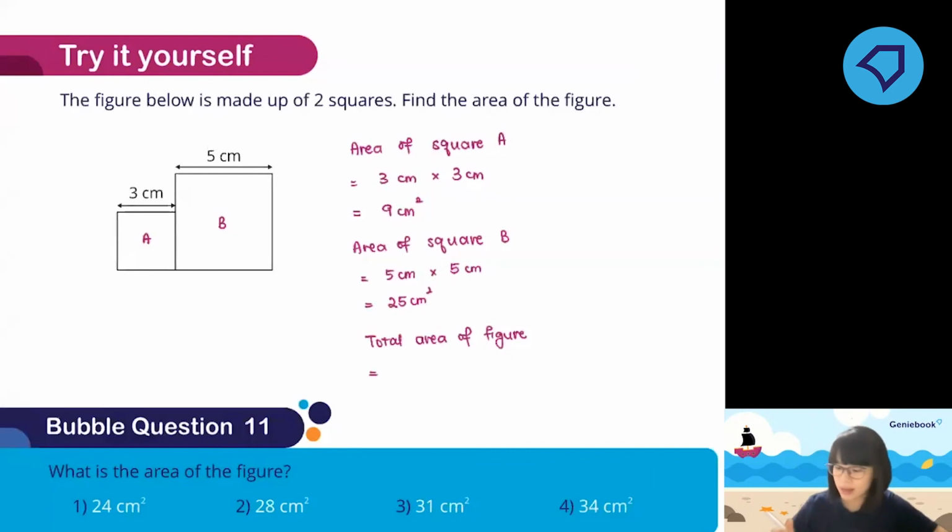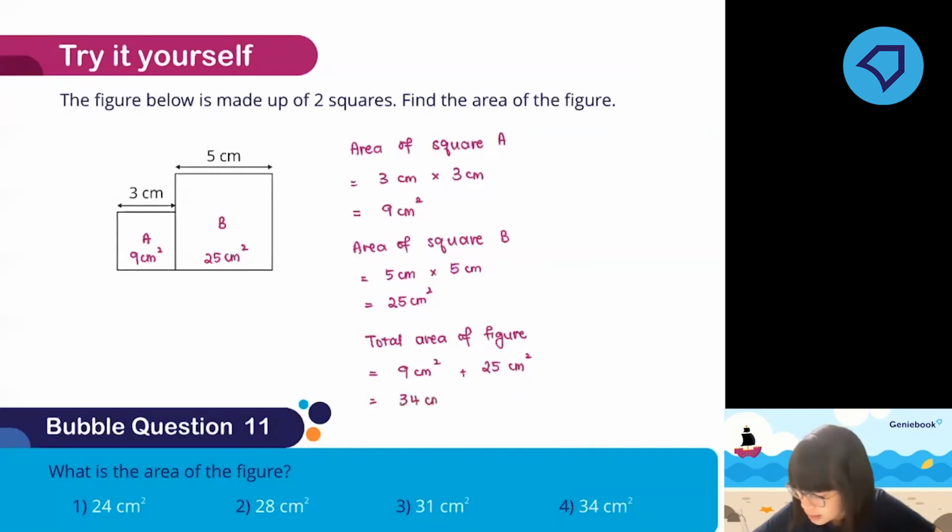So we know that this one is 9 cm squared and this is 25 cm squared. To find the area of the total figure, we just need to add them together. Yes, so 9 cm squared plus 25 cm squared. What do you guys get? 34. Yes, we have 34 centimeters squared. So the answer would be option number 4. Yes. Okay. Excellent job.